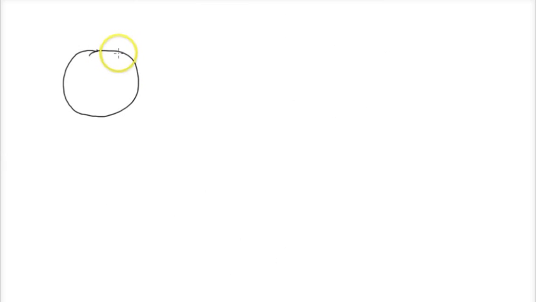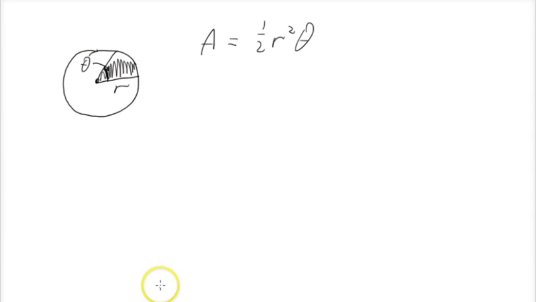Alright, so let's say we have a circle, and we want to find the area of a slice of that circle that looks like a slice of pizza. The equation for that is area equals 1/2 r squared theta, where theta is the angle between the two lines that make up the pizza slice, and r is the radius. So how does this relate to polar equations? Well, this is how we approach taking integrals of polar equations.